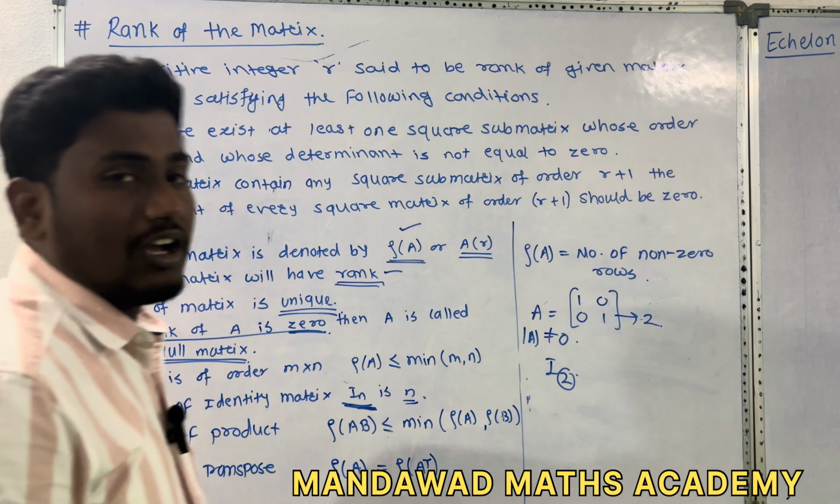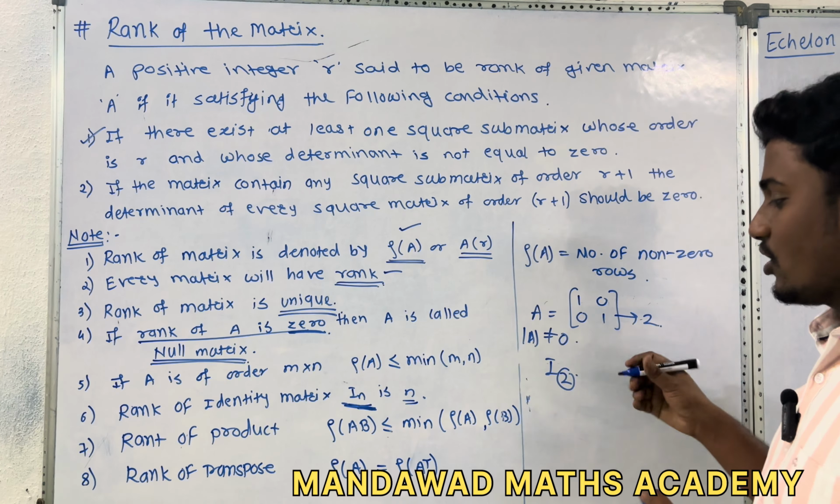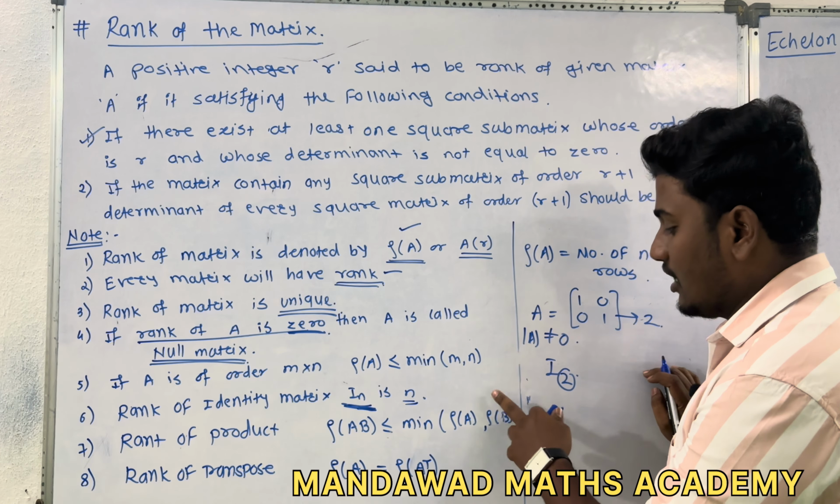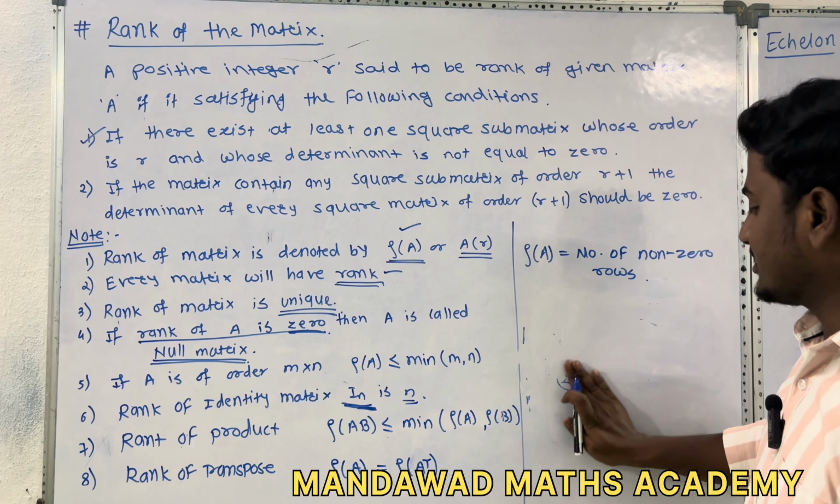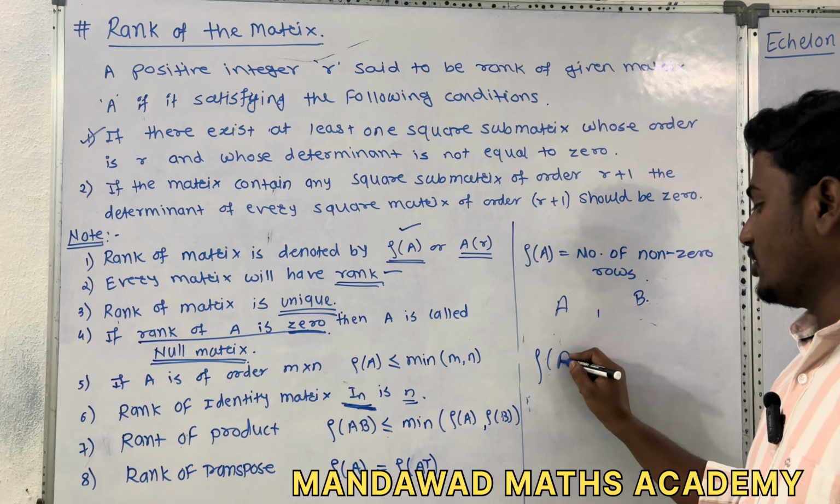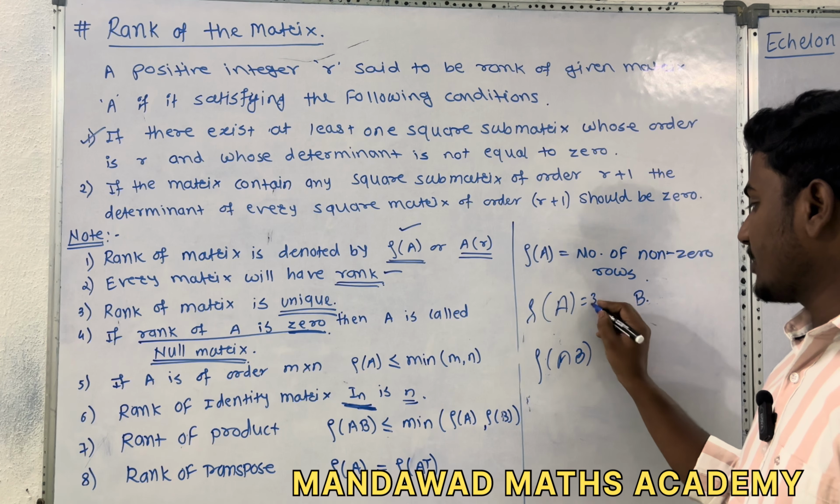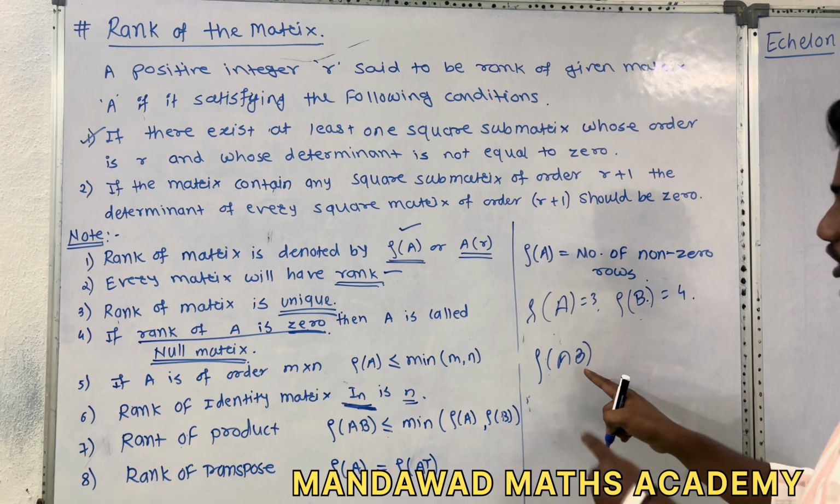Next, the rank of the product of two matrices, rank of A into B, is less than or equal to the minimum of rank of A comma rank of B. Suppose we have two given matrices A and B. So what about rank of A into B? If we know the rank of A is 3, suppose rank of B is 4, what is the possible rank of A into B?